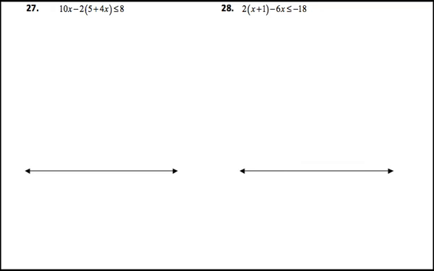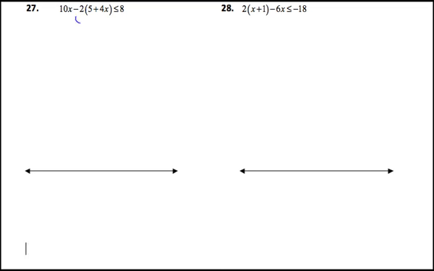When solving a linear inequality in one variable, your biggest thing to be cautious of is if you ever have to divide by or multiply by a negative number. That will happen in number 28 here. I do not believe it'll happen in 27. So otherwise you treat it like an equation.